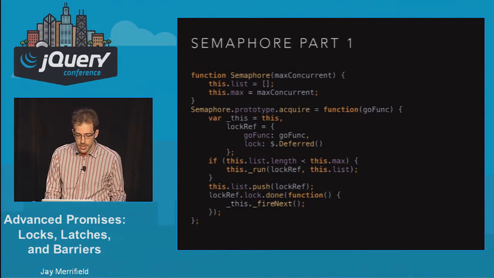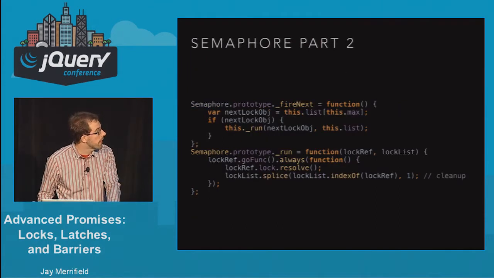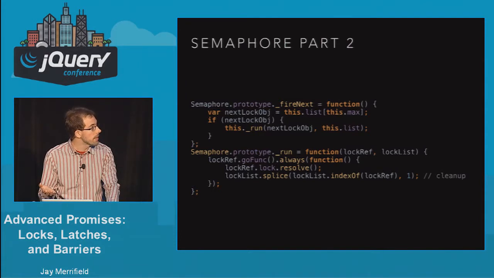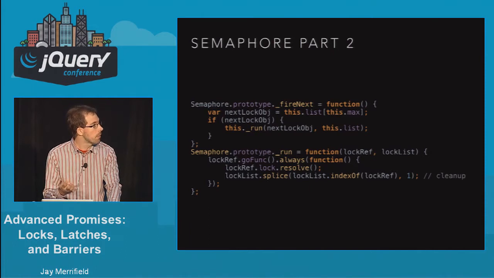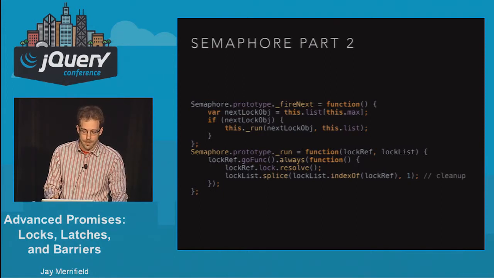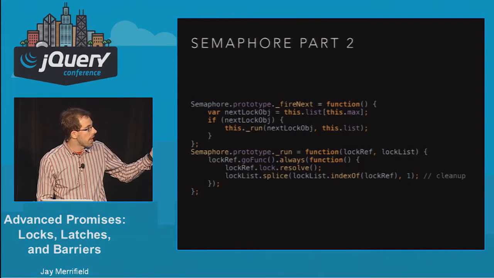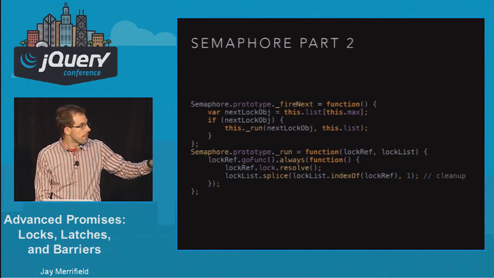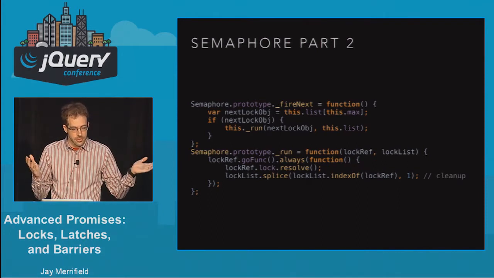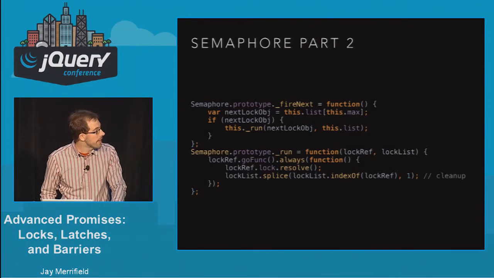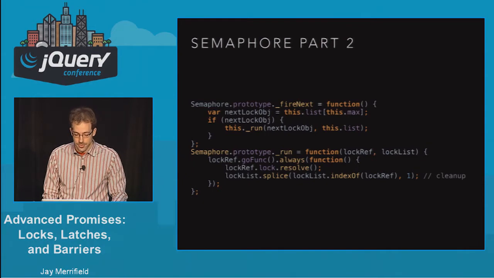And so coming over to fire next, all we do is, if there are four items on, if we're allowing four at a time, we go find the fifth guy, because we're indexed by zero, and we grab that guy and we say, go run him. All that run does is it's very similar to the lock construct, where we say, go function. Whenever it is done, resolve the lock, clean yourself up. And so we're using the index of, because we don't know what order things are going to resolve in.